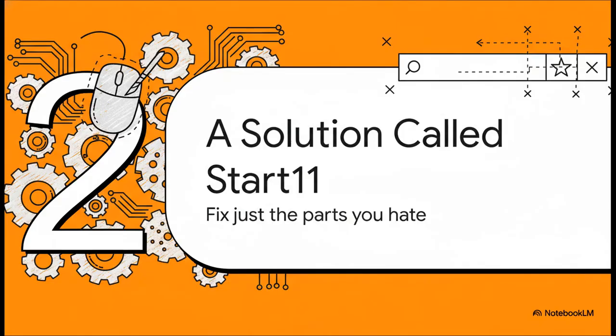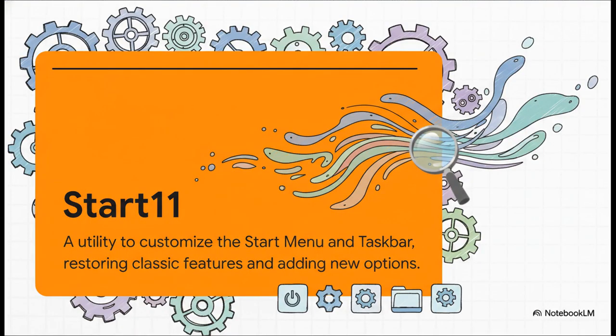Now, what's so cool about this is that a problem this specific has an equally specific solution. I mean, what if you could keep the modern look and the speed of Windows 11, but just surgically remove the parts that are driving you crazy? And that is exactly where Start11 comes into the picture. At its heart, it's this super simple, super focused utility that does one thing really, really well. It gives you back complete control over your Start menu and your taskbar.